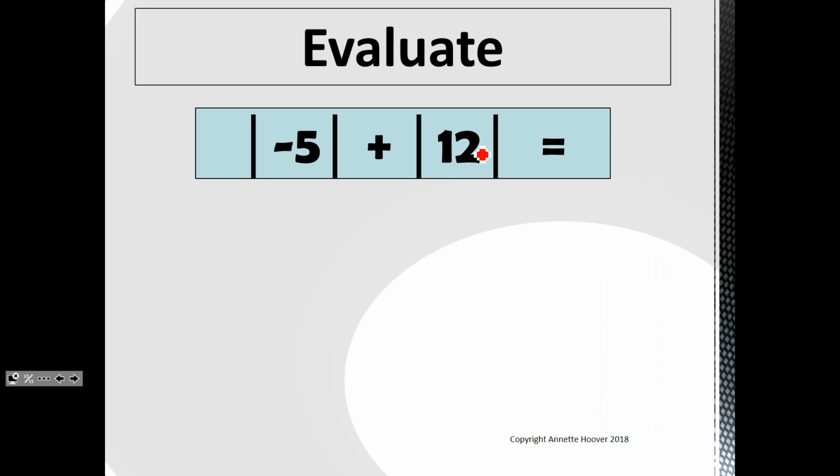So to evaluate this, first let's see if we can read it correctly. It reads the absolute value of negative 5 plus the absolute value of 12 equals. First, we want to evaluate the absolute value of both numbers. What is the absolute value of negative 5? How far is negative 5 from 0? 5. What is the absolute value of 12? 12. Notice the absolute value is always going to be the positive of the number. And of course, 5 plus 12 is 17.